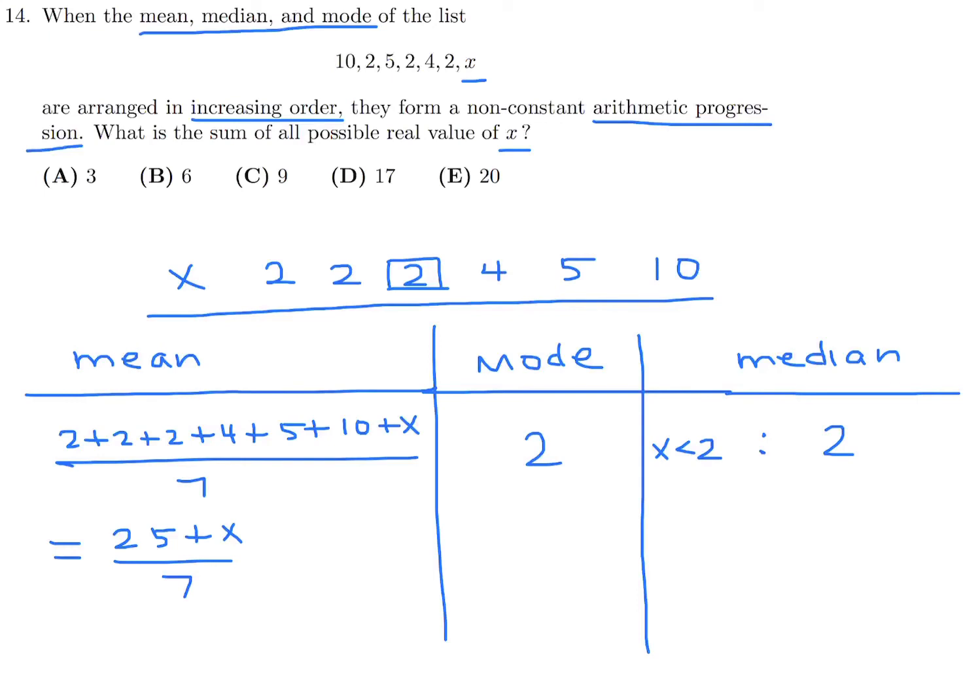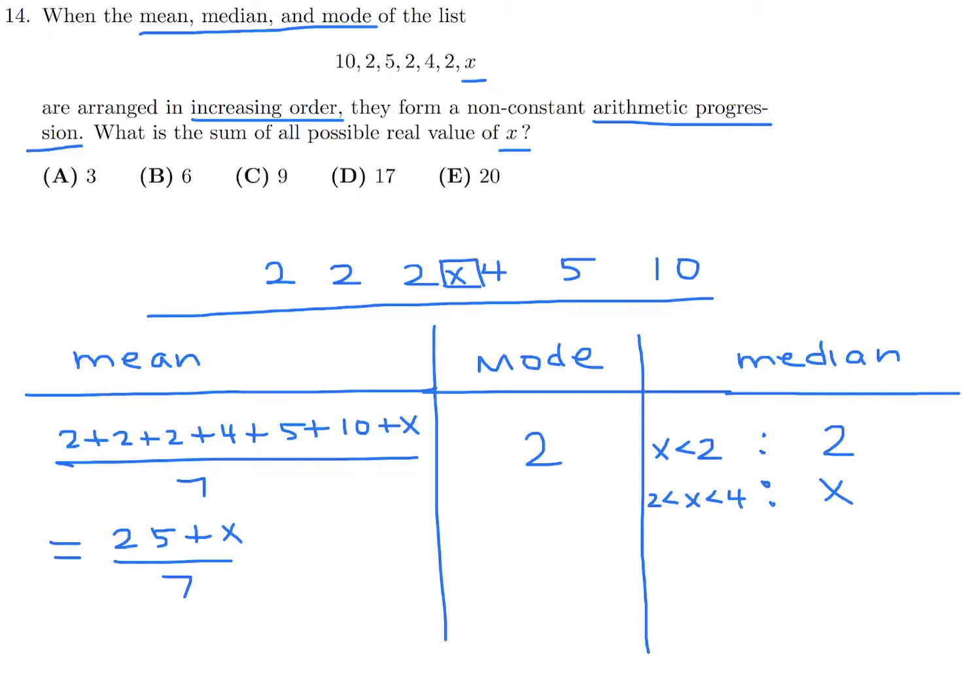Okay? Now, what about if the value of x is greater than 2? Let's say it's between 2 and 4, like this. Then the x is not going to appear where I wrote it. It's going to have to squeeze in here, like this, if I'm writing these numbers in increasing order. Correct? So now the median becomes the middle value, which is x.